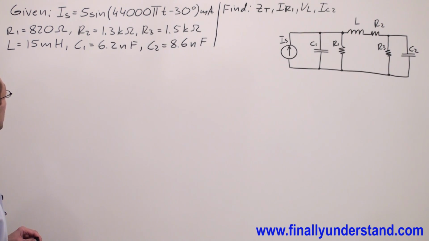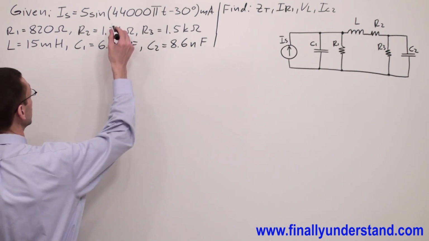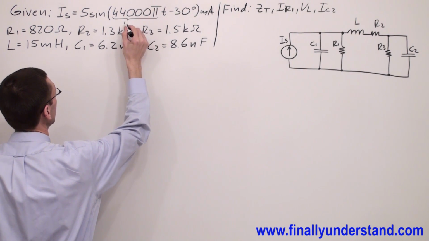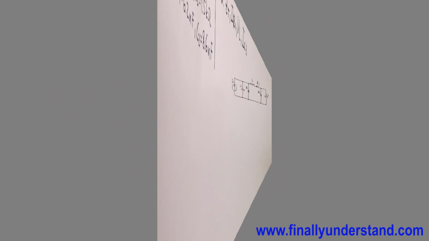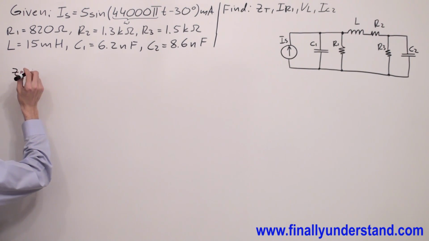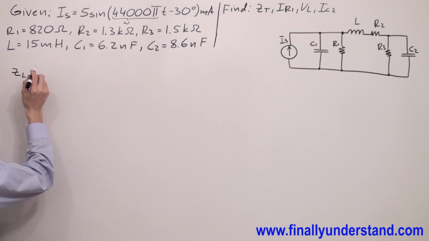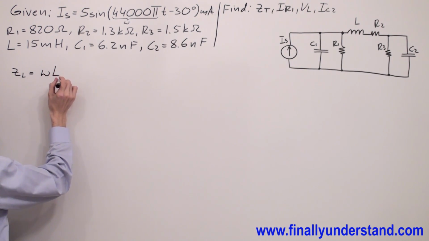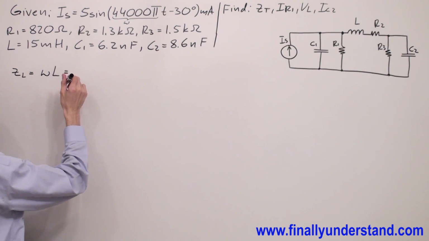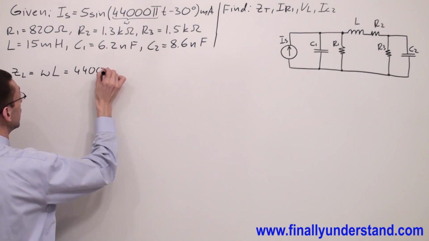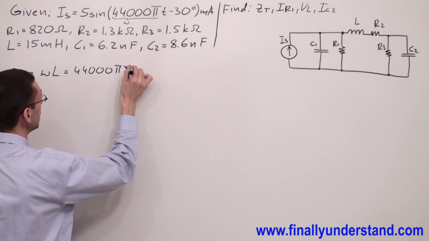Please notice that the frequency is not given. That's why we are going to use the omega. So we're supposed to write that the impedance of the inductor is equal to omega L, where omega is equal to 44,000 pi radians.